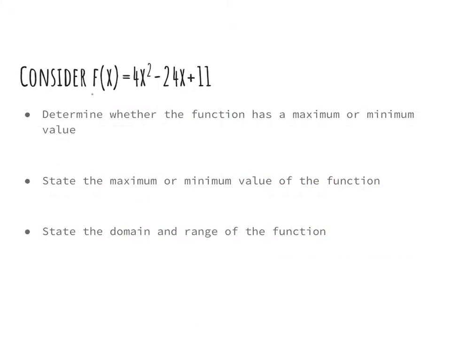So now we have the equation 4x squared minus 24x plus 11. Go ahead and pause the video and answer these 3 questions, and then hit play and see how you did.